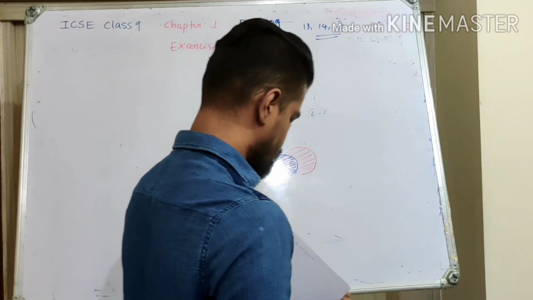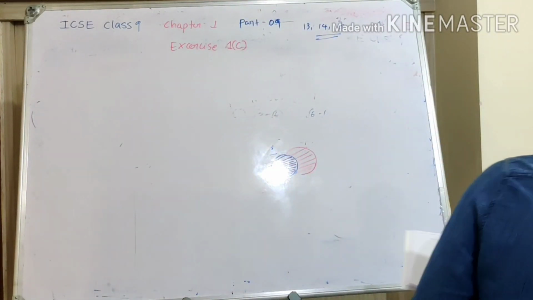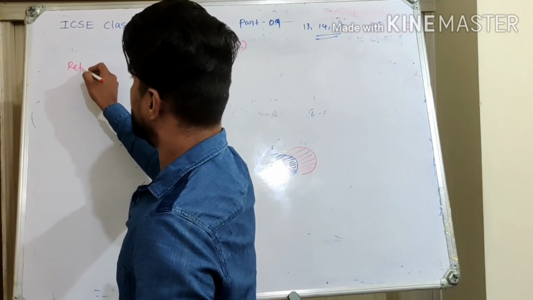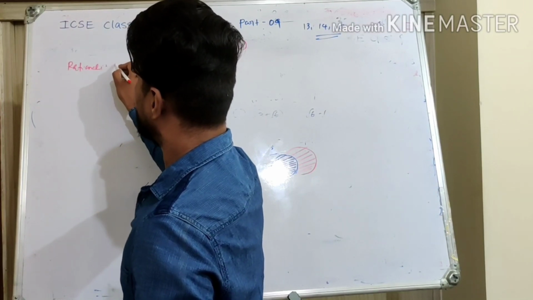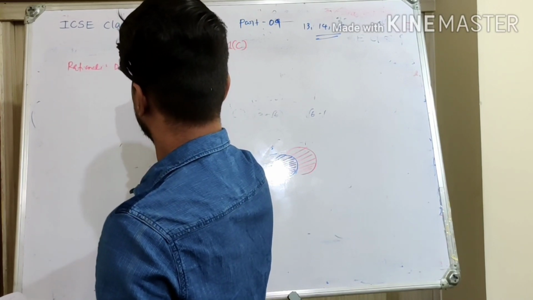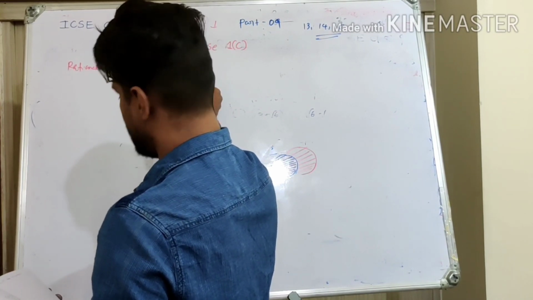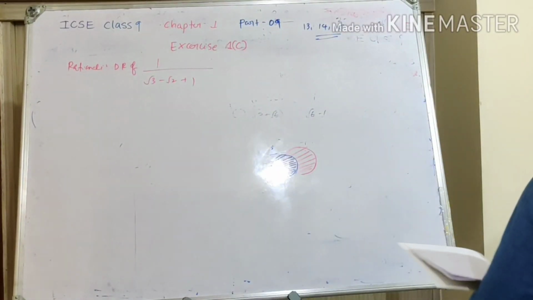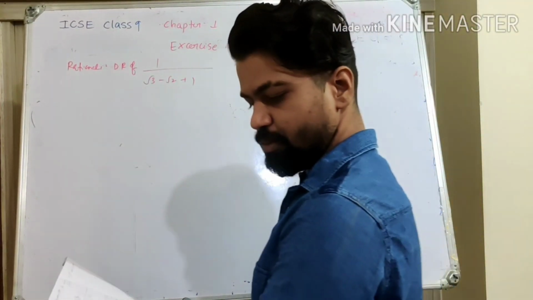So what is this question number 12 saying? Rationalize the denominator of 1 by root 3 minus root 2 plus 1. This has been done in the exercise example already, this kind of question. So still we'll try it one more time.